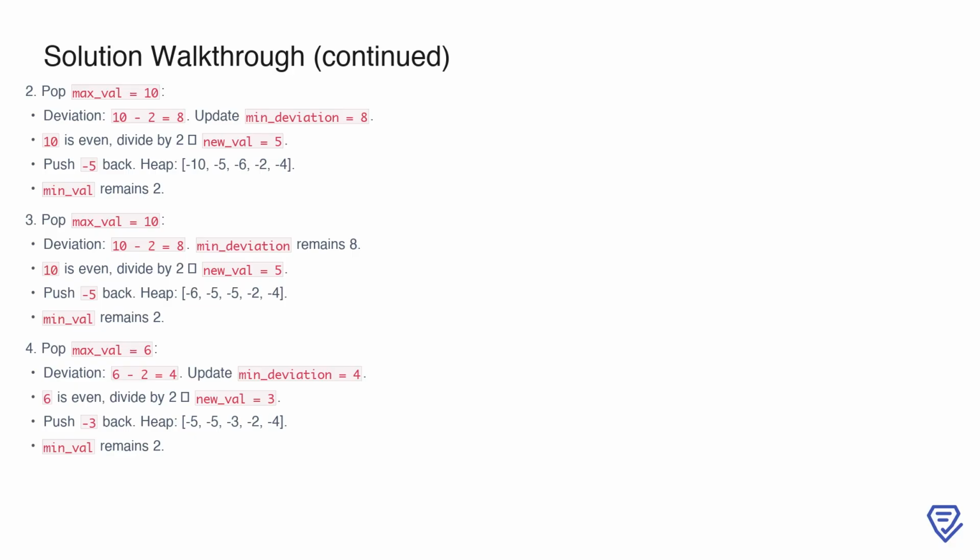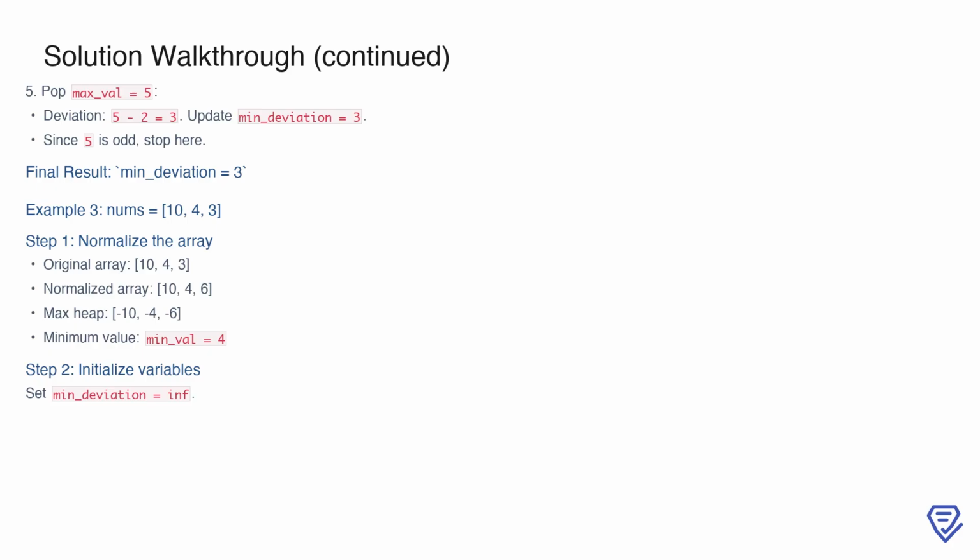We pop another 10 from the heap. The deviation remains 8, and since 10 is still even, we divide it by 2 to get 5 and push it back into the heap. The heap becomes -6, -5, -5, -2, -4. Moving forward, we pop the next maximum value, 6. The deviation between 6 and 2 is 4, so we update min_deviation to 4. Since 6 is even, we divide it by 2 to get 3 and push its negative back into the heap. At this point, the heap contains -5, -5, -3, -2, -4, and the smallest value is still 2.